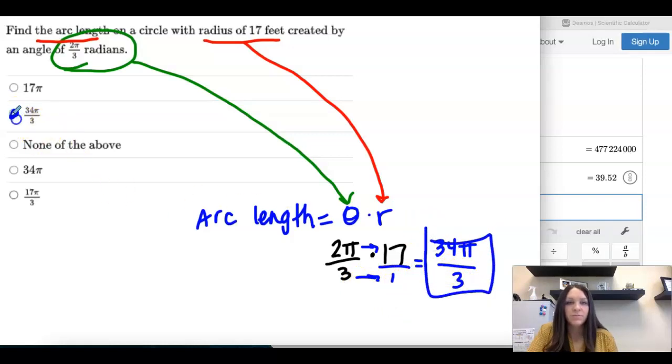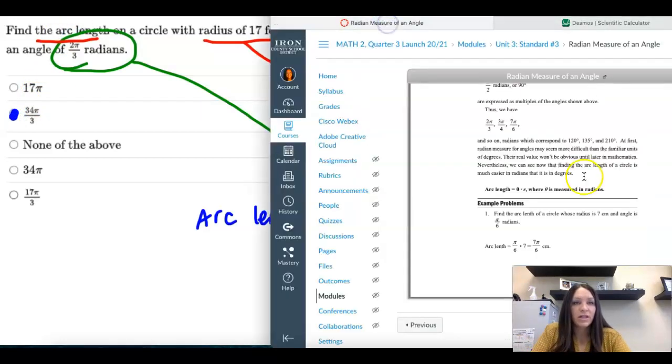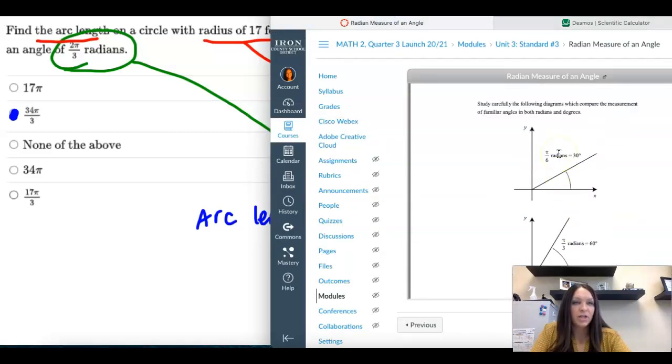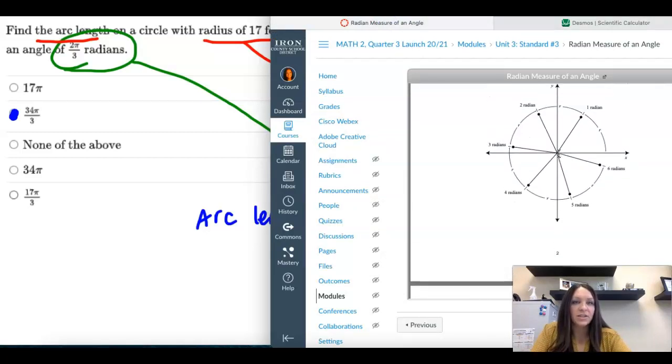There we go. So that's it for this section. I would really say write these down, be familiar with these. You're going to need them in the next section as well.